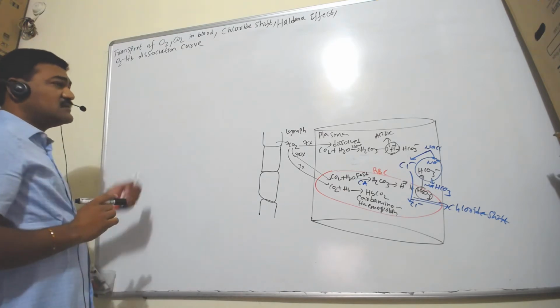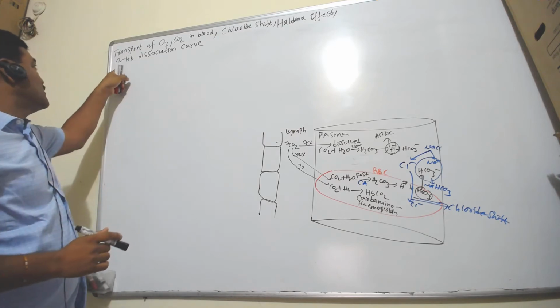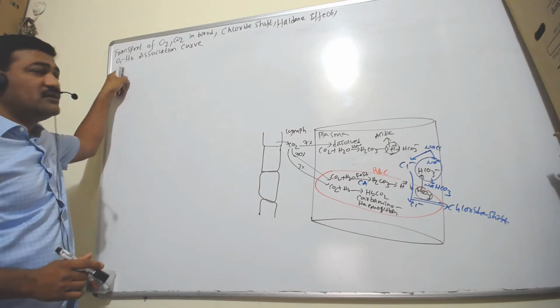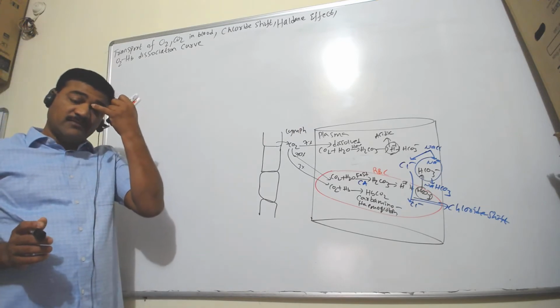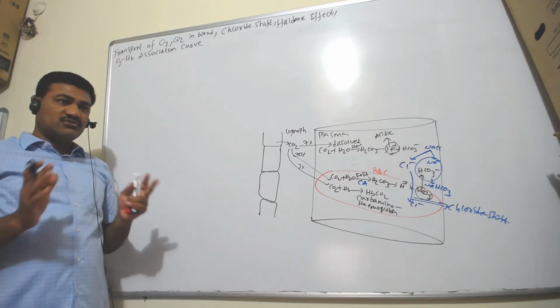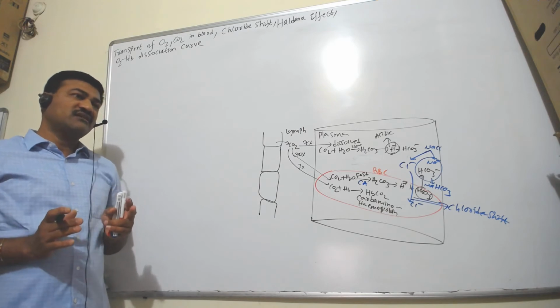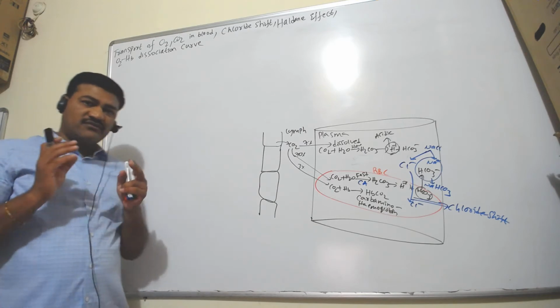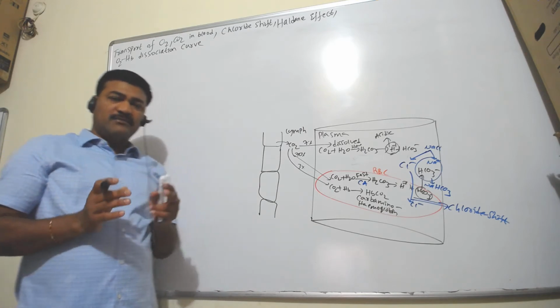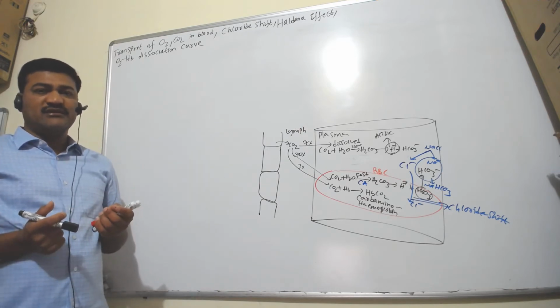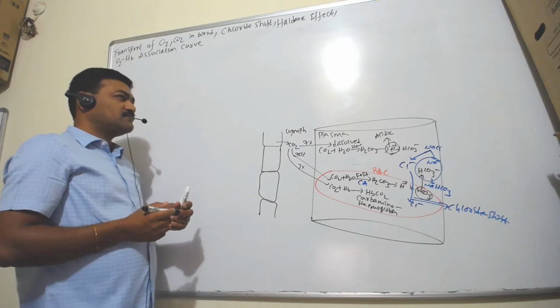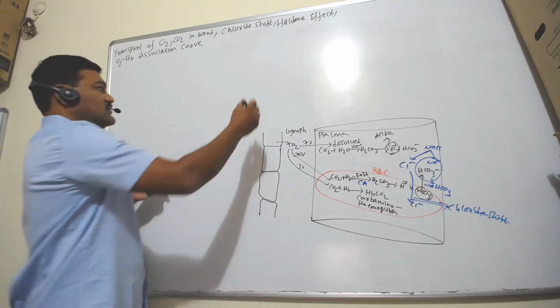Now we will discuss one important curve, the oxyhemoglobin dissociation curve. What is the oxyhemoglobin dissociation curve? It's a graph which shows the relation between the partial pressure of oxygen in the blood versus the percentage of hemoglobin that is saturated with oxygen. So the curve looks like this.